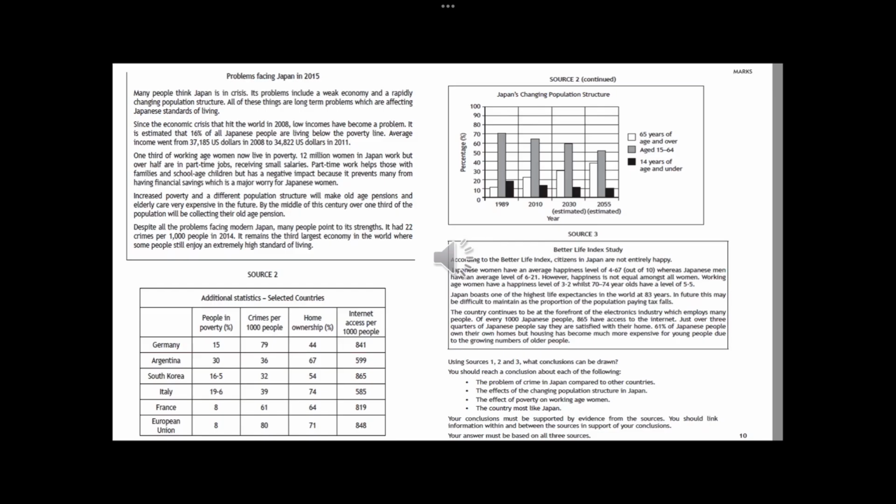So this is how the conclusion question would appear on the exam paper, and if you look to the bottom right hand corner there, you'll see the exact same 4 bullet points that we just looked at in the previous slide. We're now going to move on and do a model answer for the first bullet point, which is the problem of crime in Japan compared to other countries.